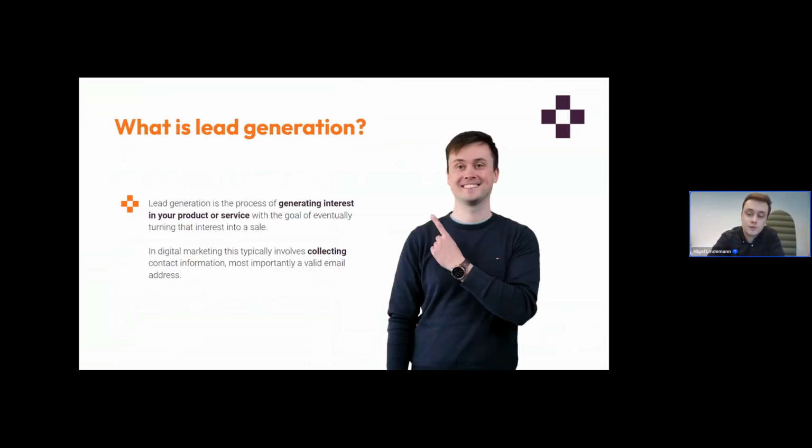If I had to define lead generation myself, especially digital lead generation, I would say that lead generation is the process of generating interest in your product or service with the goal of eventually turning that interest into a sale. And then for digital marketing, this typically involves collecting contact information. And the most important bit there is a valid email address. The main difference between my definition and Oxford's is that mine really focuses on sparking interest, whereas the Oxford definition focuses more on pushing people to making a sale or making a purchase.